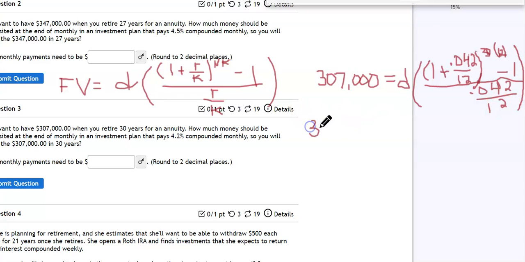All right, now let's work through this. So now I've got 307,000. First thing we want to do is the inner set of parentheses. So 1 plus 0.042 divided by 12. I'll put that in the calculator. So that gives me 1.0035. And that's raised to, I'll go ahead and multiply the 30 times 12, 360.